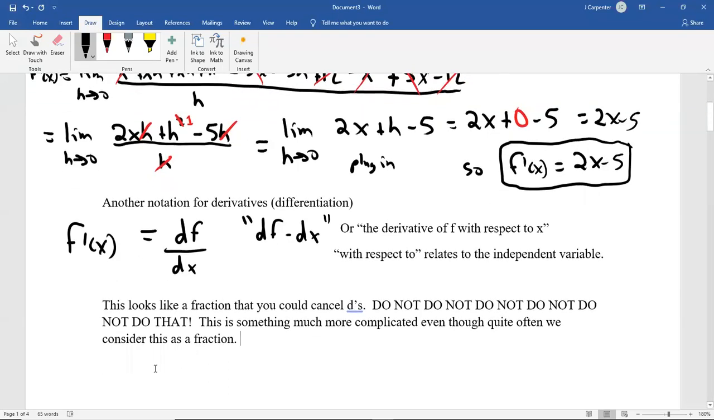So how can we use this notation? Let's say our f of x was equal to x cubed. F prime of x, in other words, the derivative of the function, this would be the same thing as taking the derivative with respect to x of x cubed.